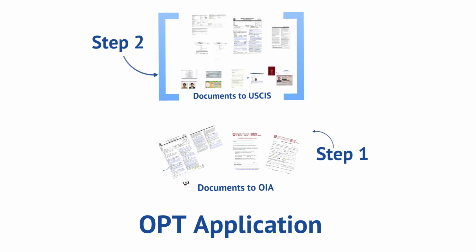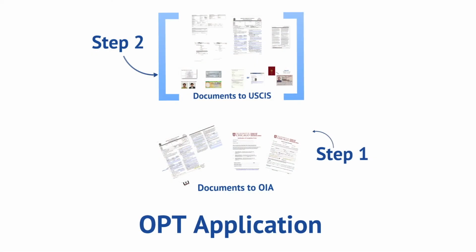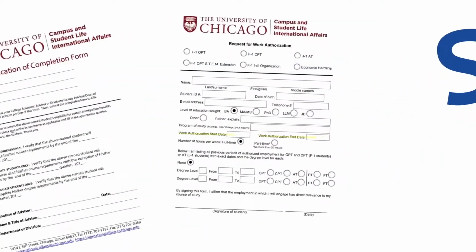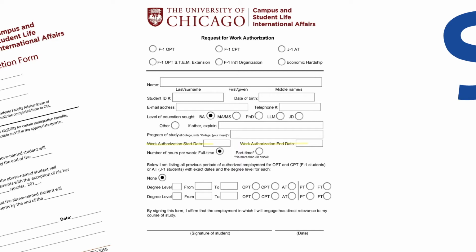It's a 2-step process. The first step is to get a recommendation from our office in the form of a new I-20, and the second is to combine a bunch of documents and send them to USCIS. So the first step, getting a new I-20 from OIA, you can either bring these documents in person to our front desk, or you can upload them on an online application form. You can do either.